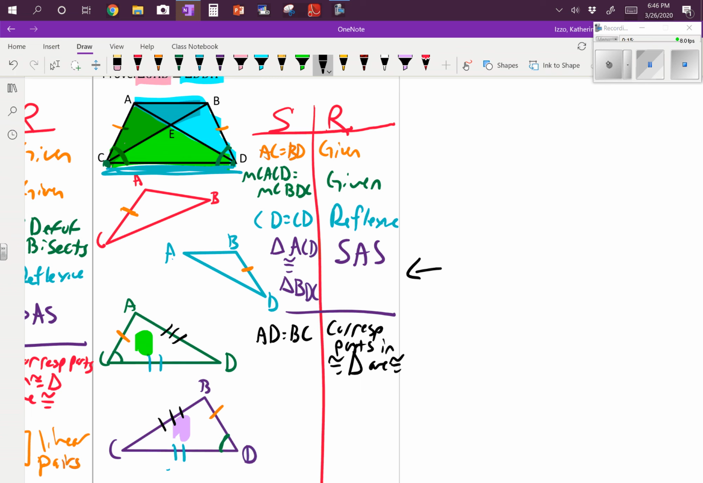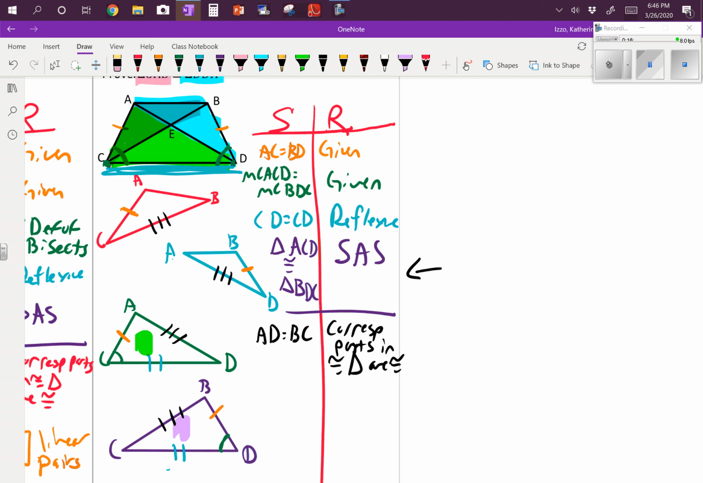Well, now that I have AD matches BC, I can go to the pink and blue triangles and say, if AD matches BC, heck, I got an AD over here and I got a BC over here. I've matched them in my green and purple triangles. That gives me sides in my blue and pink triangles.